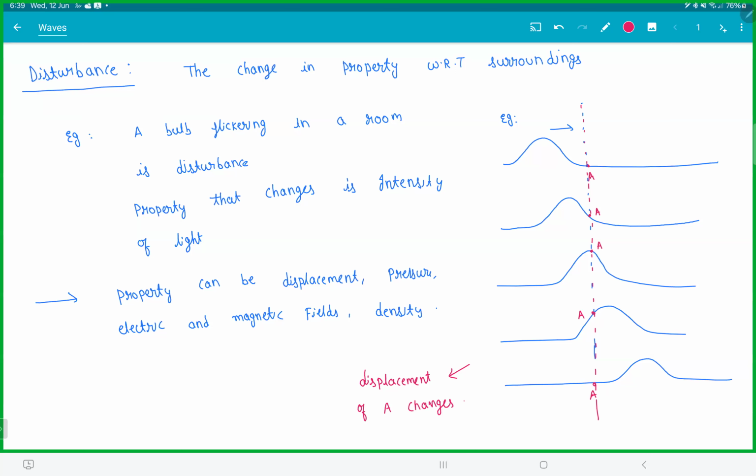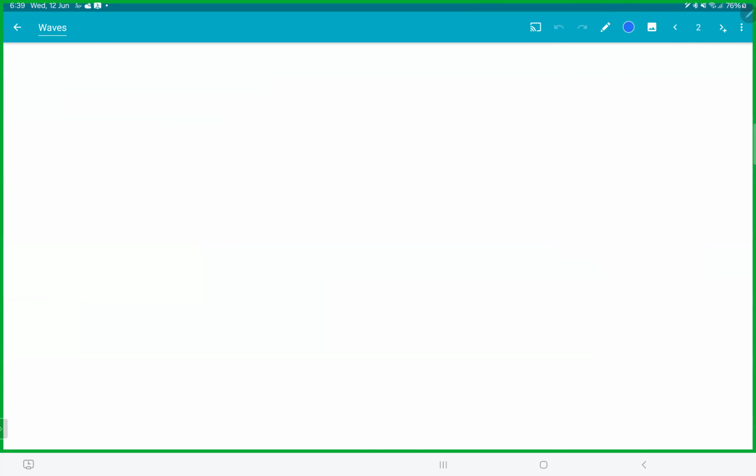So a pulse on a string, the property that changes is the displacement of the particles. Have a look at this. So this is the first thing you should know. That disturbance is what exactly? Next thing. The propagation of disturbance is called a wave.